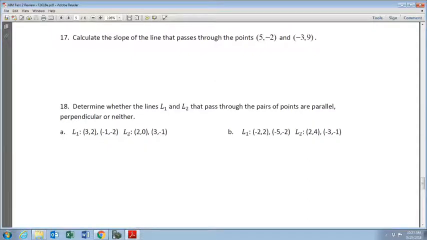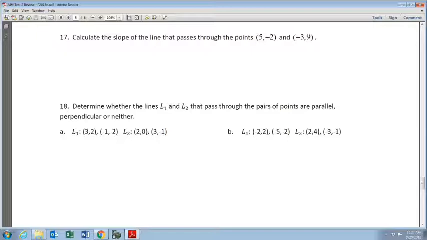Alright, so in this video I'll finish through 20 and then I'll make a separate video for the last 3 review problems. So let's go ahead and get started here on number 17. On number 17, we're supposed to find the slope of a line that passes through 2 points.